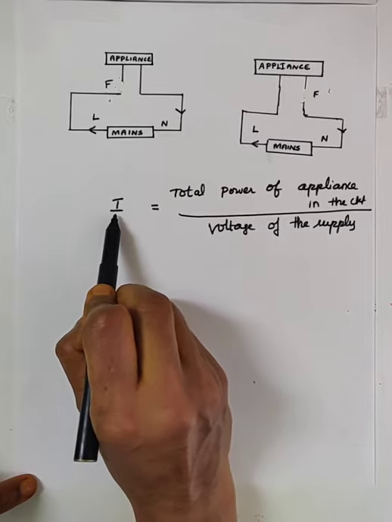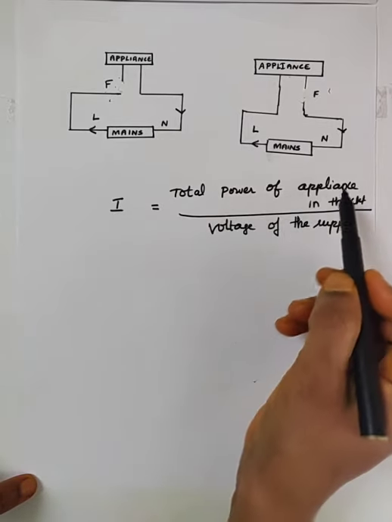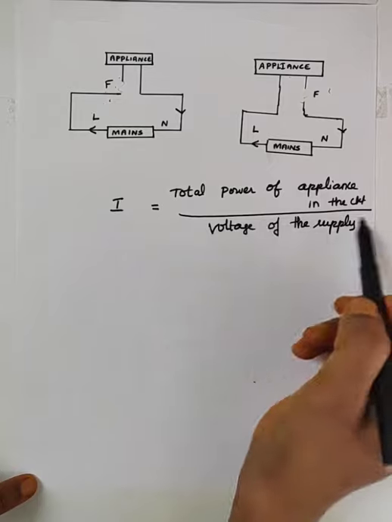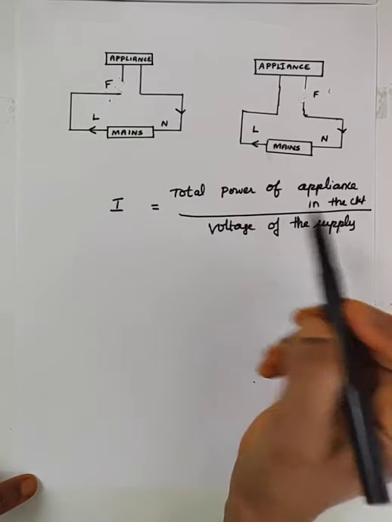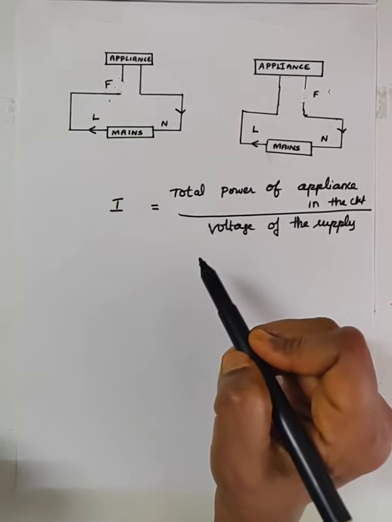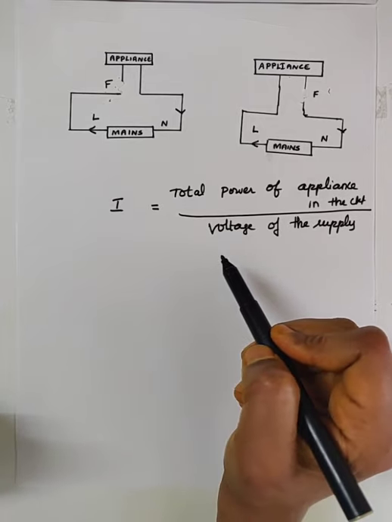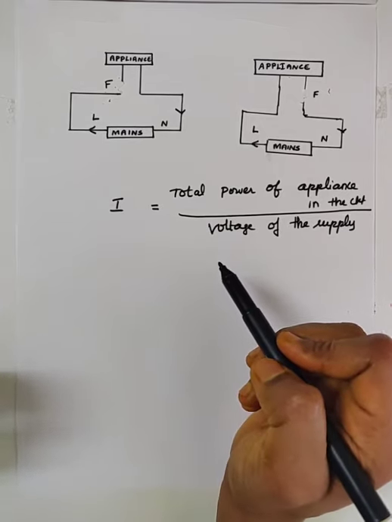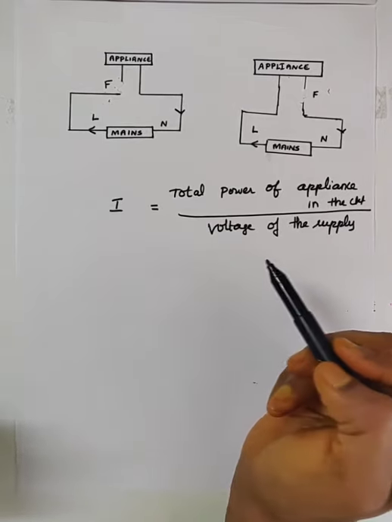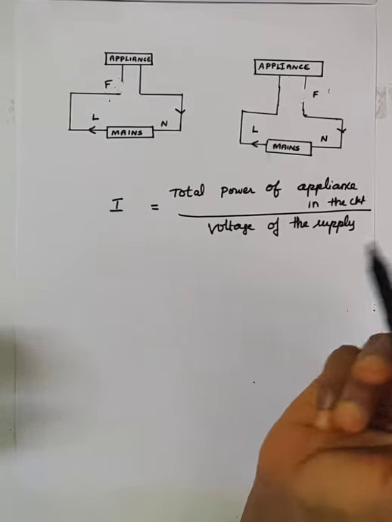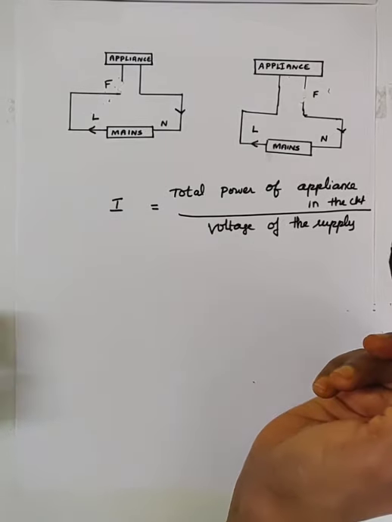The current rating of the fuse I is equal to total power of appliance in the circuit divided by voltage of the supply. That means the total power drawn from the circuit should not exceed the permissible limit for which the connection is taken. If it exceeds, then the fuse blows off.